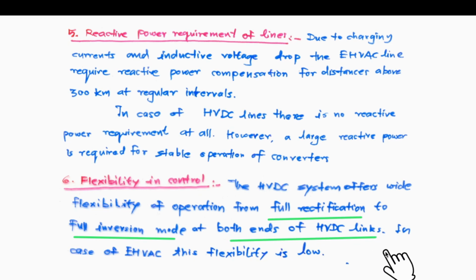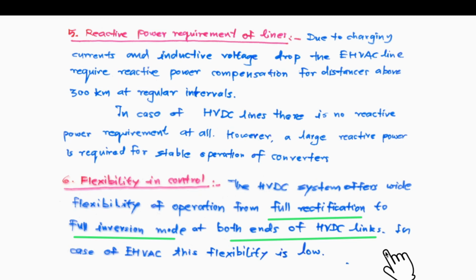But in case of EHV-AC, this flexibility is not there. Sending end is only generator, receiving end is only load. So in case there are two large interconnected AC networks, then you cannot control the power flow from one end to the other. So that flexibility is not there.